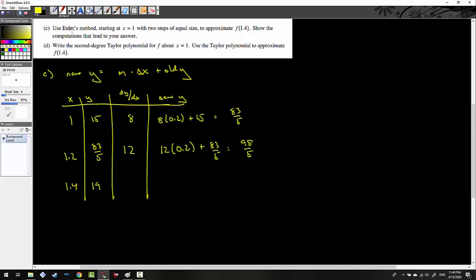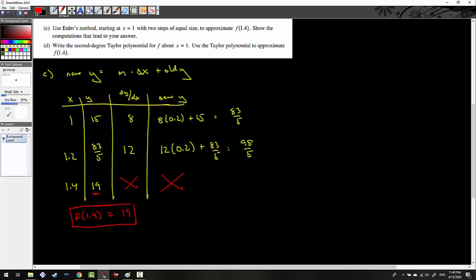So please, under no circumstances, do not go here. If you solve for this x right here, you are finding f of 1.6. You don't want that. We want f of 1.4. So from here, we just write down f of 1.4 is approximately equal to 19. And we close up shop on that problem right there.